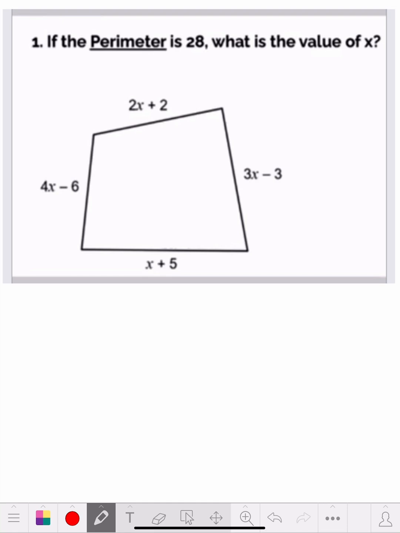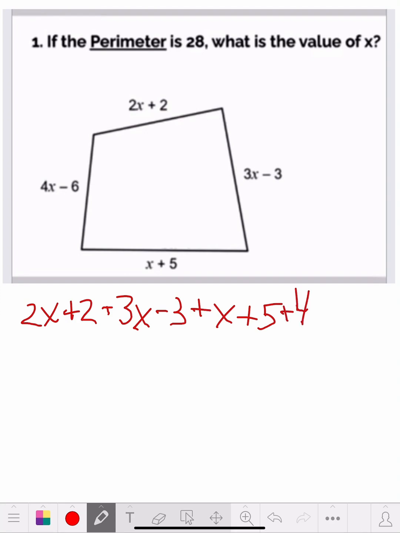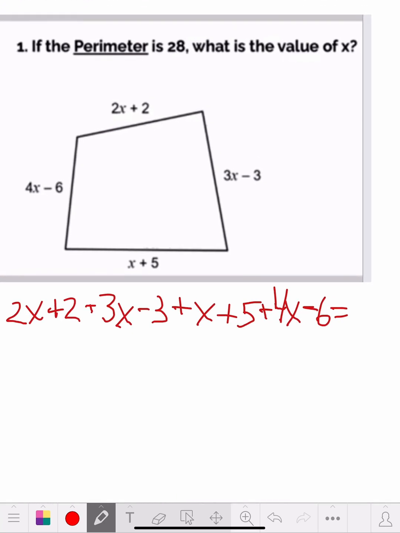So how do I do this first? Let's start with the top. Let's do 2x plus 2. Now we get plus 3x, minus 3, plus x plus 5, plus 4x, minus 6 equals, what they say, 28. Okay, so we do this equals 28. So we just got to solve for x here.